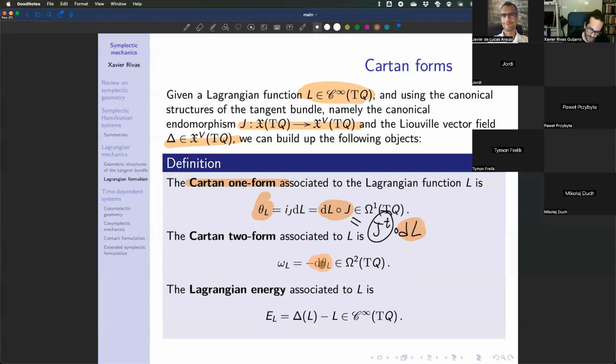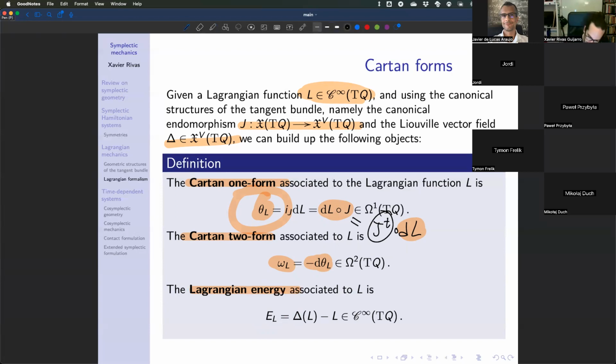The differential with a minus sign of this one form, this omega, is the Cartan 2 form, and this will be, in favorable cases, our symplectic 2 form. Actually, the Cartan 1 form is the Liouville 1 form of the cotangent bundle. Well, it's not the Liouville 1 form, but it will play the role of the Liouville 1 form in the cotangent bundle. And finally, we can construct a Lagrangian energy.